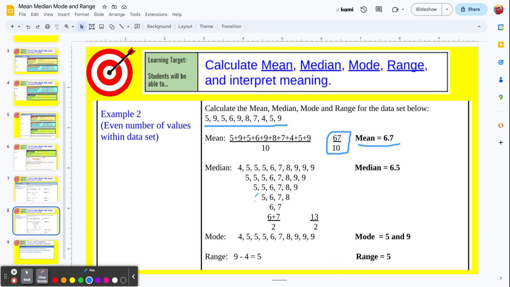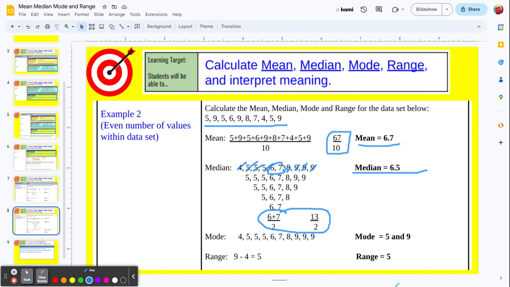Now, when you go to find the median on this one, watch what happens. Cross out the lowest and largest. Next lowest, next largest. Next lowest, next largest. Next lowest, next largest. What's in the middle? There are 2 values left over. So we have to take the mean or the average of those 2 numbers. So we take the 6 plus the 7 and divide by 2. So you end up getting 13 over 2, which is 6.5. So our median is 6.5.